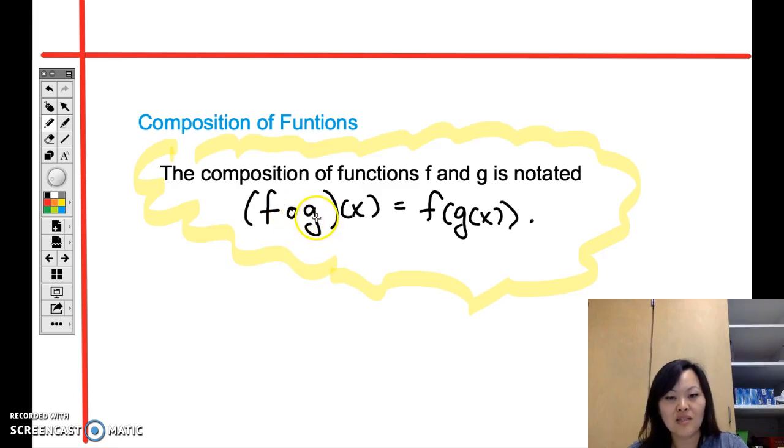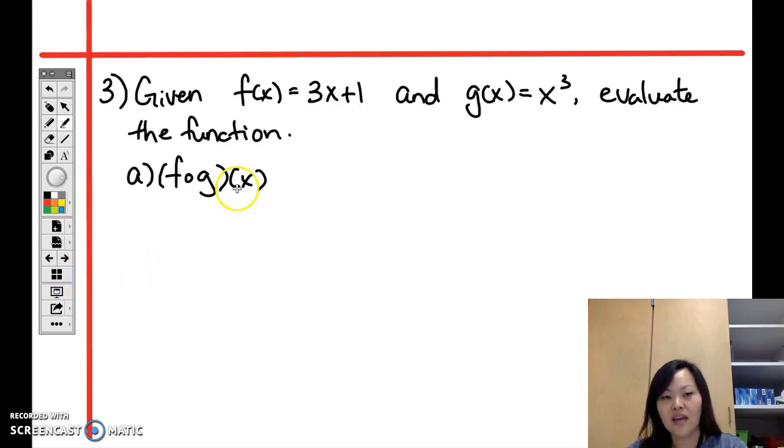So what this means is, first you gotta work on g of x, and that's why you see g of x inside the parentheses, because you're going to get the equation for g of x, and then you're going to put it into f of x. Okay, so if you have no idea what I'm talking about, it's okay. You usually understand when you solve a problem.